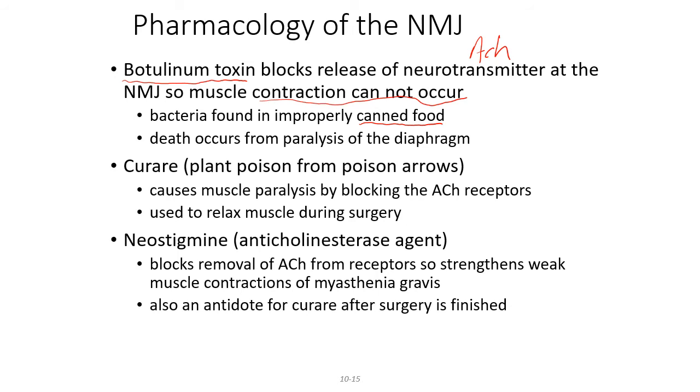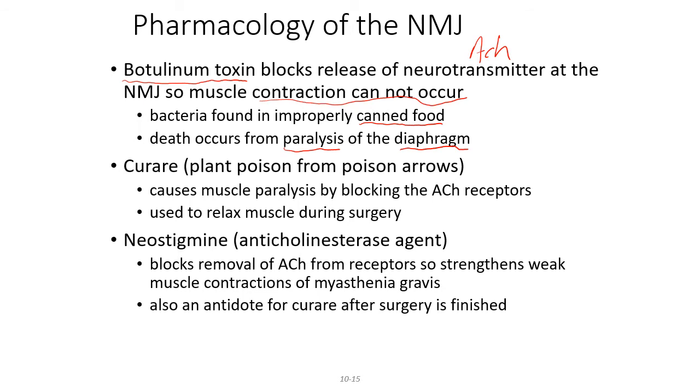If we have eaten the botulinum toxin, it is going to cause paralysis all over the body, and the most important muscle to not cause paralysis in is the diaphragm. And so that's where we're going to have a problem in breathing if that botulinum toxin spreads to the diaphragm itself.